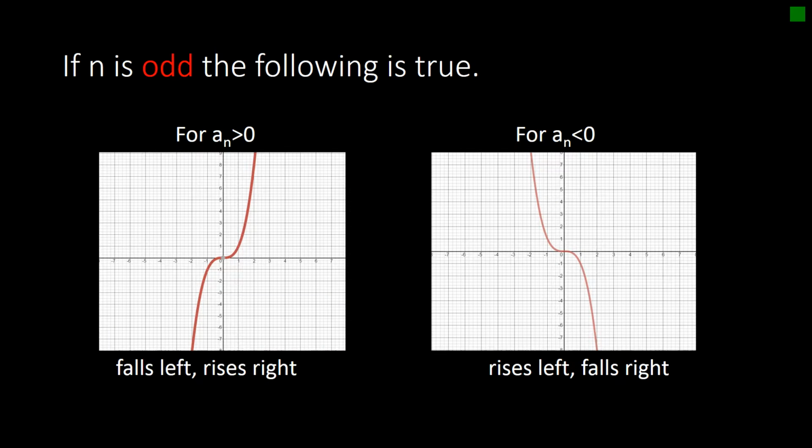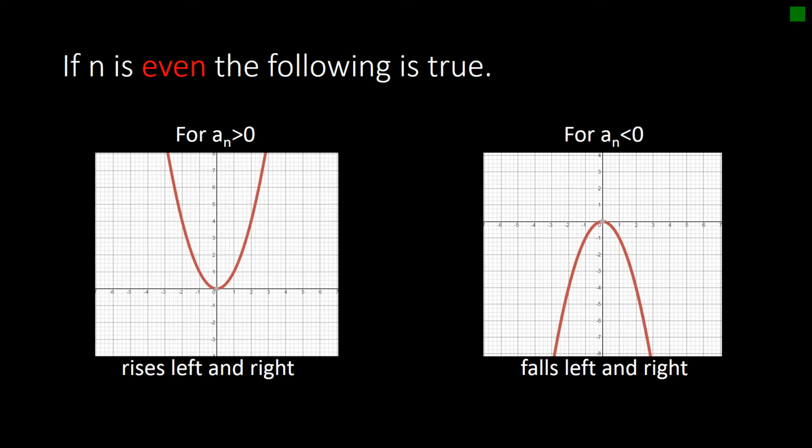Let's take a look. If n is odd, or the degree is odd, then if the leading coefficient is bigger than 0, then the graph will fall left and rise right. If n is odd and the leading coefficient is negative, then the graph is going to rise left and fall right.